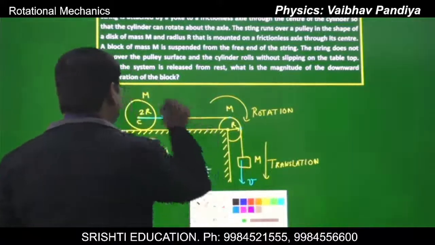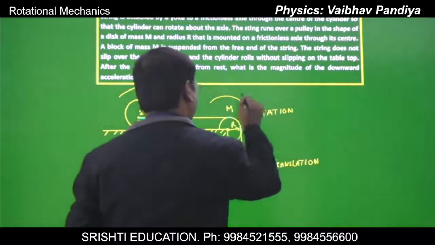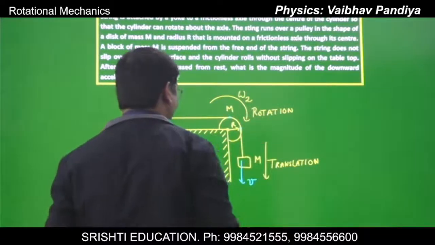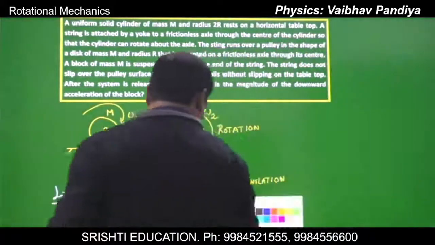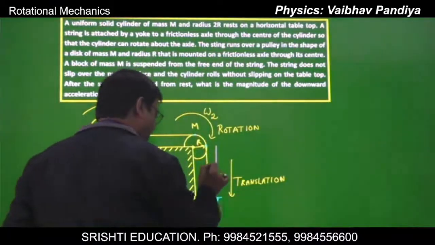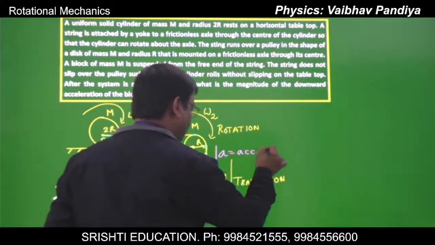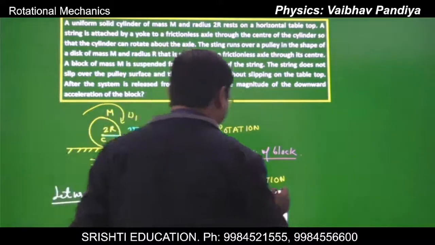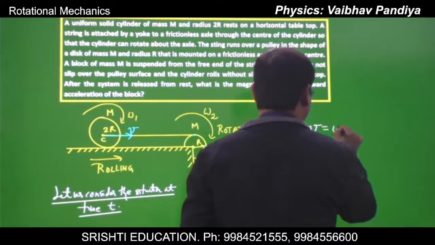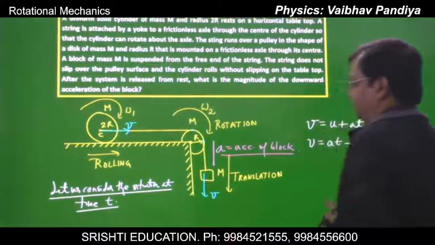Say at a time t, the cylinder has an angular speed omega 1, the pulley has an angular speed omega 2. Already v you have labeled for the block. Now if a is the constant acceleration of the block, and the block started from rest, then if you apply the equation of motion, you'll get v is equal to u plus at, and u will be 0 because the block has started from rest. So v comes to be at.